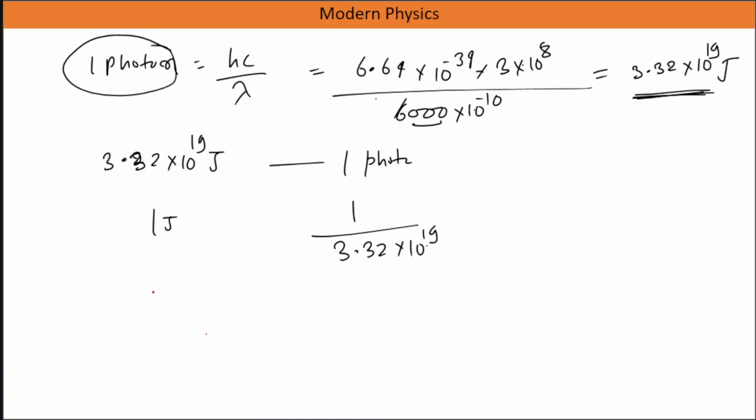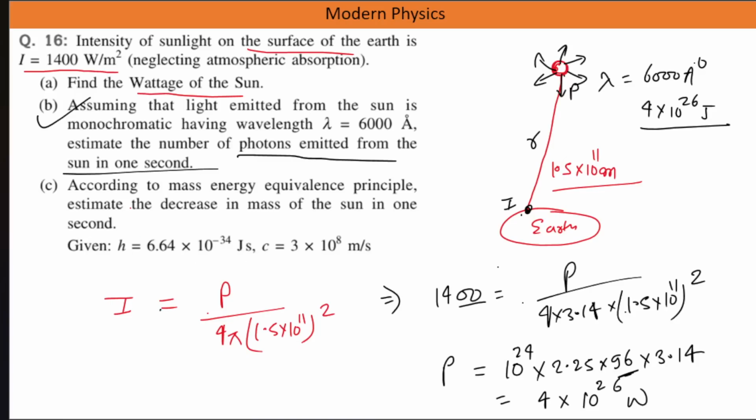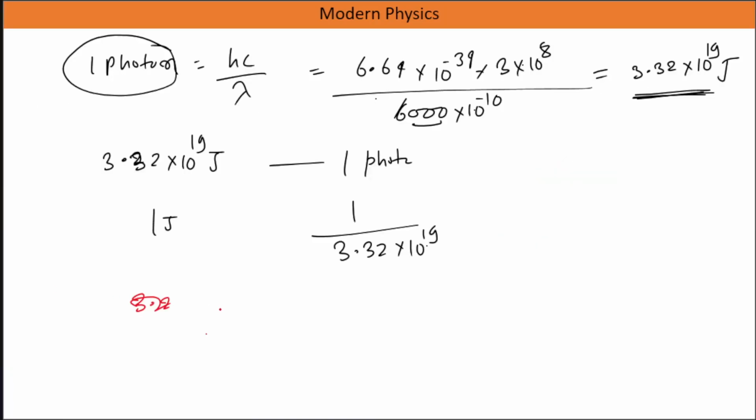And how much is the power here? Here the power is, I mean, that was 3.32. No, that is not. Look, how much was it? 4 into 10 to the power 26. Okay, so you just write it here. For 4 into 10 to the power 26, how much will it be?